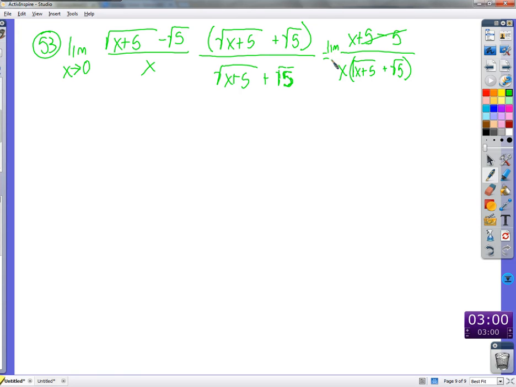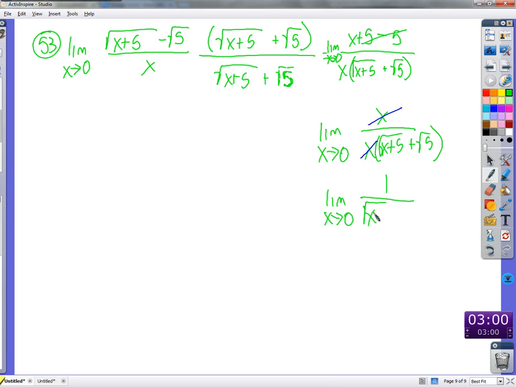So I should really be writing the limit, because if I don't write the limit, what I'm writing isn't true. So now this is the limit as x approaches 0 of x over x times the square root of x plus 5 plus the square root of 5. We're just going to cancel out this x. The limit as x approaches 0 of 1 over the square root of x plus 5 plus the square root of 5. So now, plug a 0 in there, we get the square root of 5 plus the square root of 5. So that limit is 1 over 2 root 5.